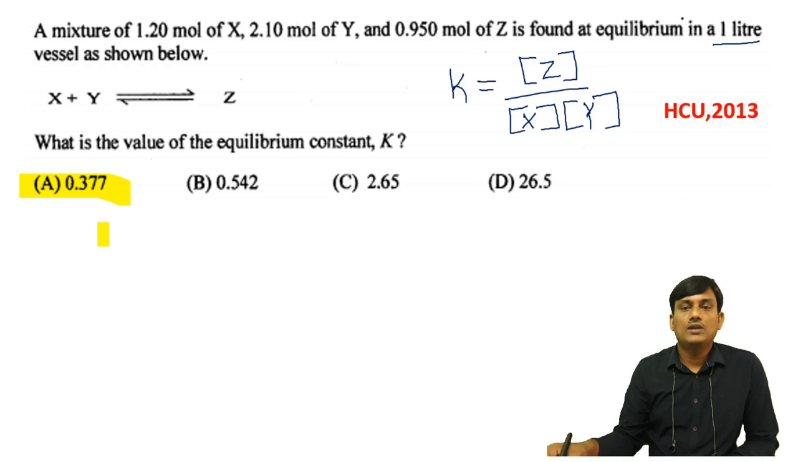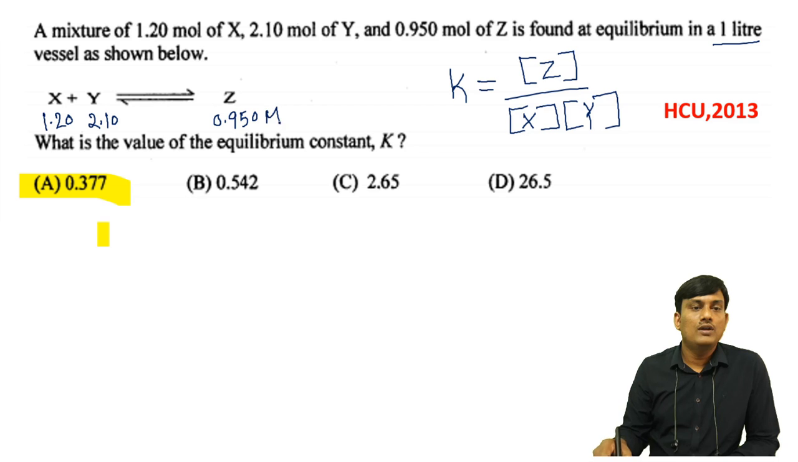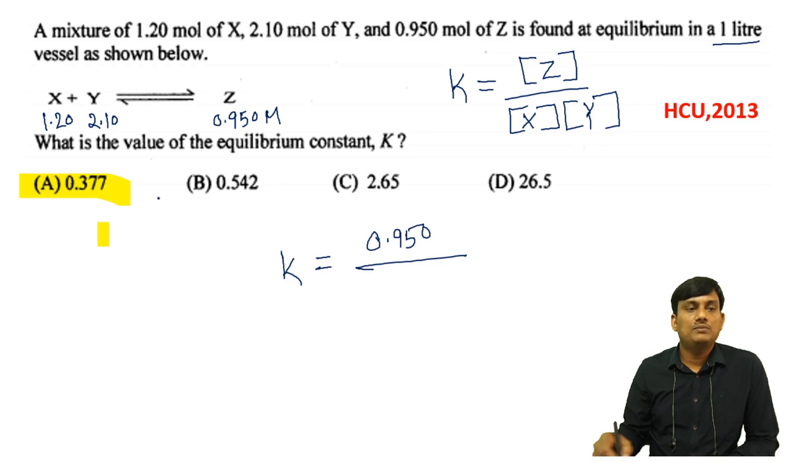Here the number of moles of X and Y are given. When you divide by the volume, you will get molarity. So X is 1.20 molarity, Y is also 2.10 molarity and Z is 0.950 molarity. So K is equal to 0.950 divided by 1.20 into 2.10. When you simplify this equation, you will get 0.377.